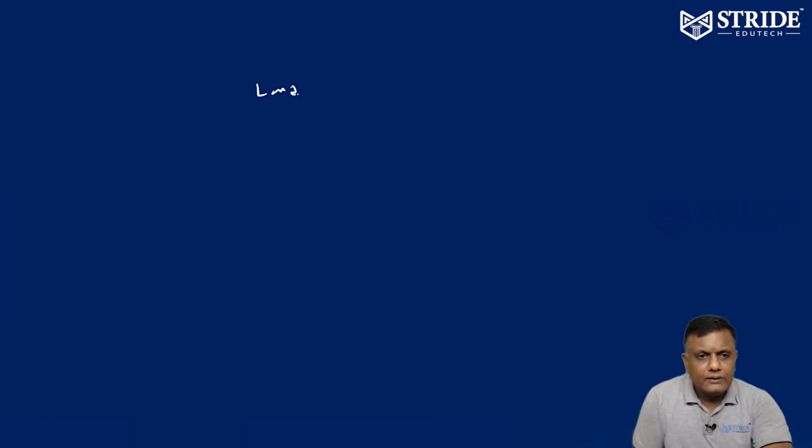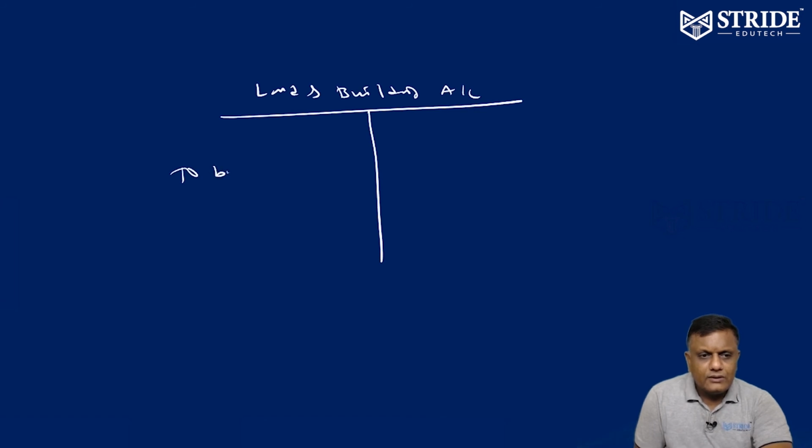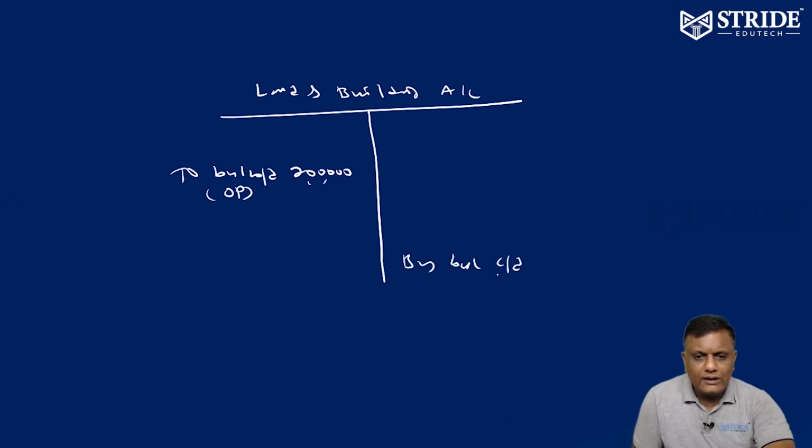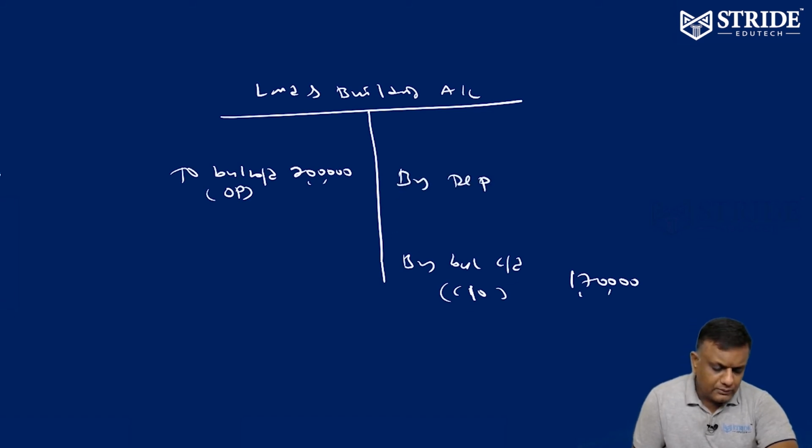Land and buildings account is also always an asset. So to balance brought down, that is opening. Land and buildings opening 2 lakhs. Asset opening is always debit. By balance carried down, asset closing, 1,70,000. By depreciation given in point number 1, land and buildings depreciation is 20,000.